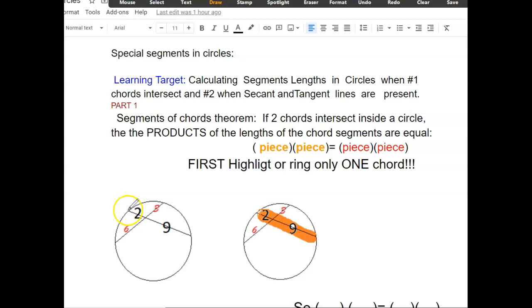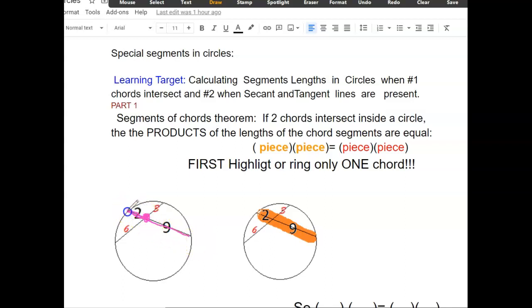Do you see how there's two chords? There's this chord right here that I'm tracing, and then there's this other chord here. So there's two chords and they intersect right here. We're not going to talk about angles this time. We're going to talk about the length of the segments. So when they intersect, this chord is cut into two pieces.